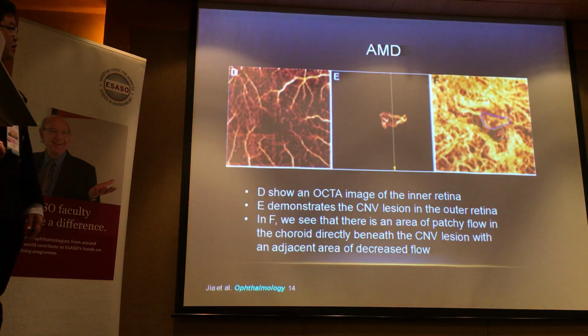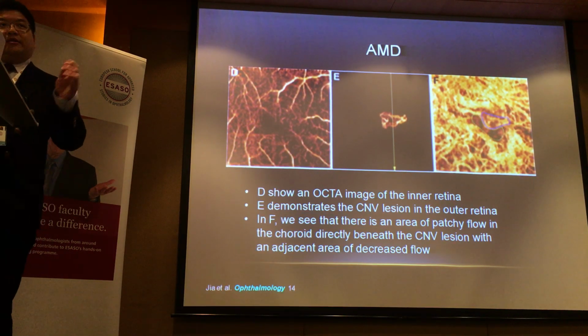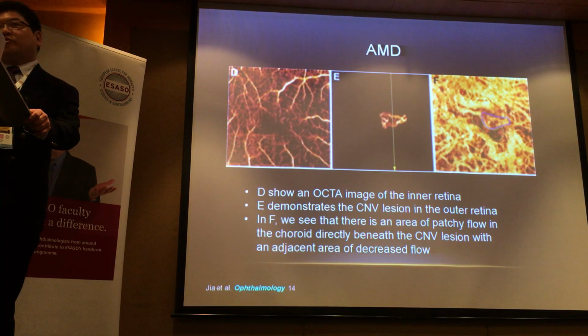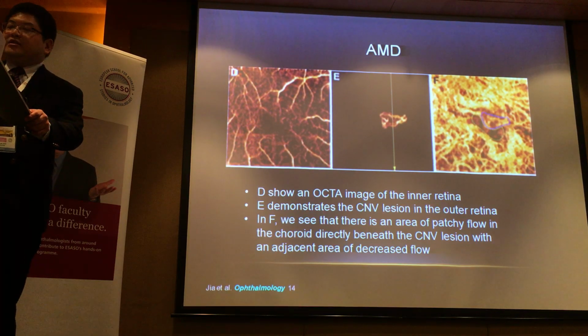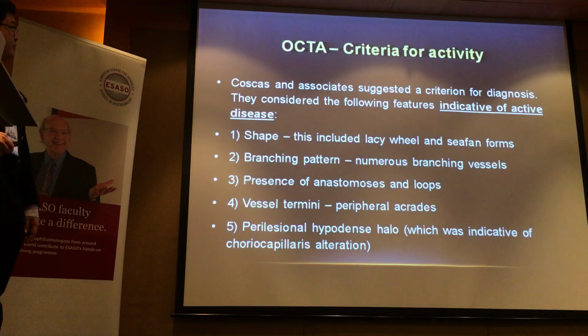All right, and in addition, you can see other features. For example, there's been described an area of hypoperfusion in the choriocapillaris beneath the region of a CNV lesion. This has been discussed as a potential prognostic indicator. So these are things that you can see very clearly on an OCT angiogram.